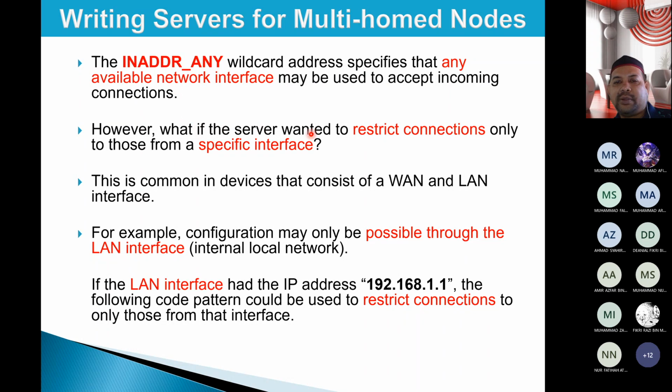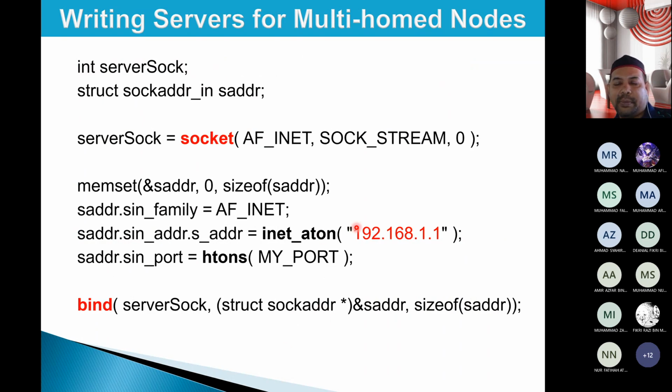So however the server may want to restrict connection only to those from a specific interface. So this is common in device that consists of a WAN and LAN interface. For example, communication may be possible through the LAN interface ataupun internal local network. If the LAN interface had the IP address 192.168.1.1, the following code yang ni boleh untuk buat restrict connection to only those from that interface. Okay. So kita tak buat INADDR_ANY kan. Kita masukkan 192.168.1.1. Kita nak buat yang ini saja. Alright. So kita masuk dalam net underscore a2n, inet_aton ni kan. Kita belajar sebelum ni kan. aton, ntoa kan. Okay.